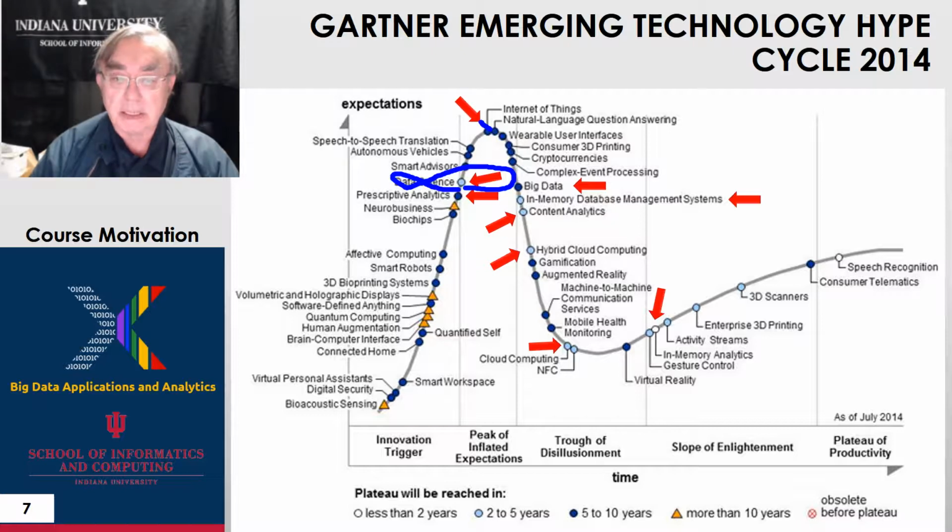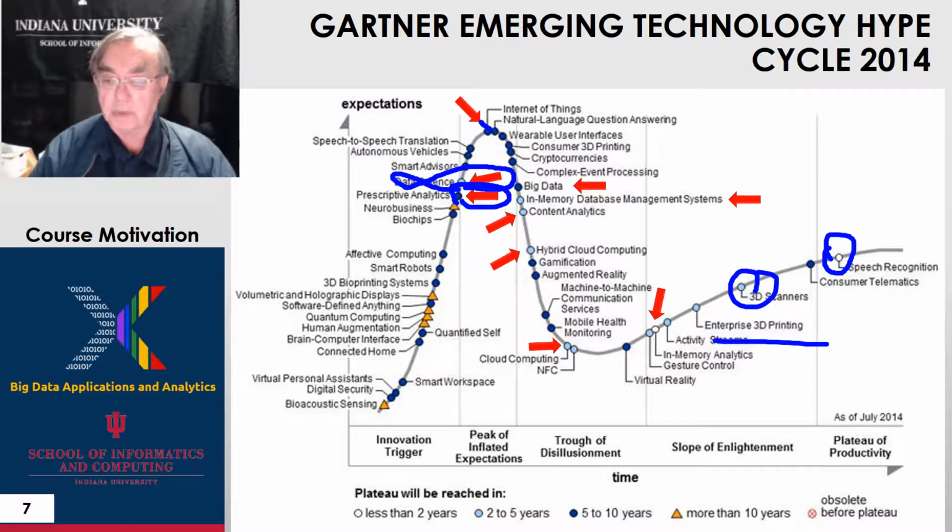Internet of Things is up here. Prescriptive analytics is here. Speech recognition we saw last time. 3D scanners, 3D printing really taking off. In-memory analytics and other analytics. Cloud computing is still progressing through this trough. We have in-memory database management systems in roughly the same place as before.